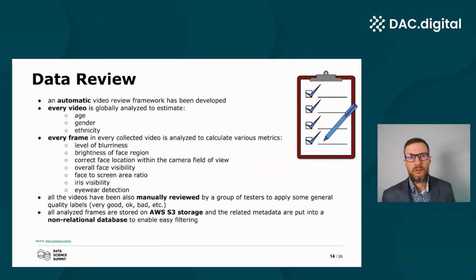Since the amount of data was so big, we needed to come up with an automatic video review framework to quickly mark outliers in the dataset to exclude them from the training procedure. So every video is globally analyzed to estimate age, gender, and ethnicity. Every frame in every collected video is analyzed to calculate various metrics like level of blurriness, brightness of face region, correct face location, overall face visibility, face-to-screen area ratio, iris visibility, and even eyewear detection.